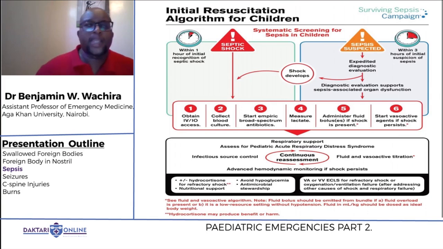So 10 mLs per kg, you give, you reassess. If they're still poorly perfused, you give some more, okay? 10 mLs per kg and reassess. So at every point, you have to reassess your child. So do not rush and give large boluses of fluid.